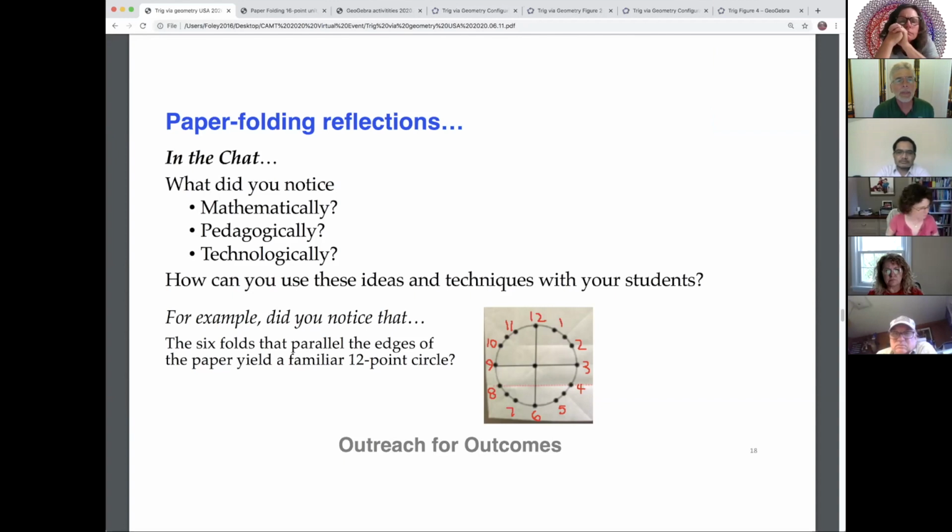So if you were doing this in class, in a standard class meeting, this might be a whole class activity, right? To get the students to do the paper folding and then to have the discussion and try to get some closure on the activity.